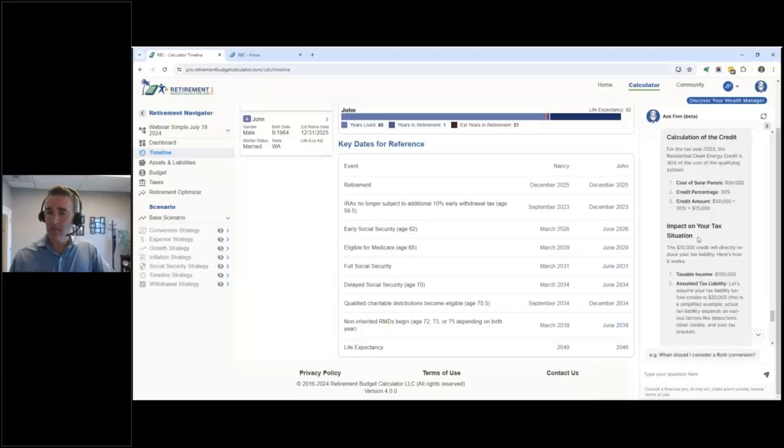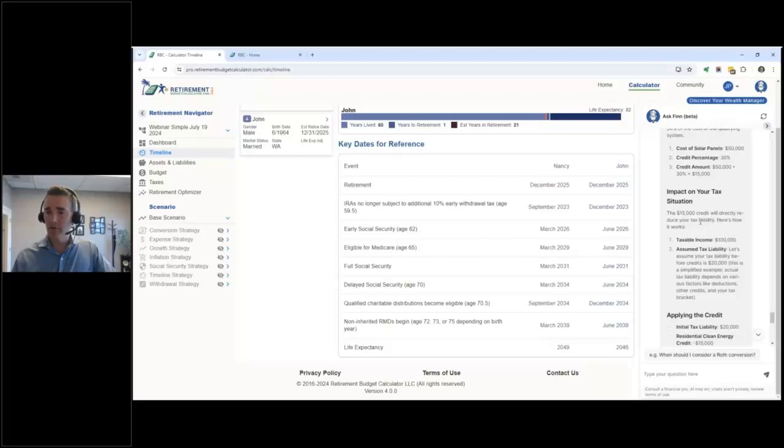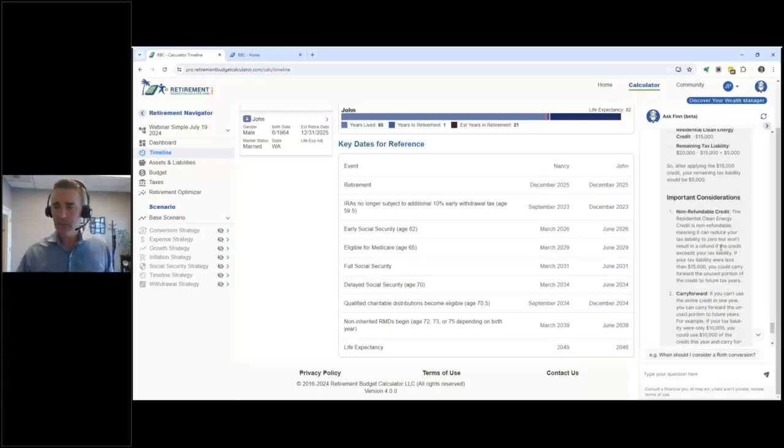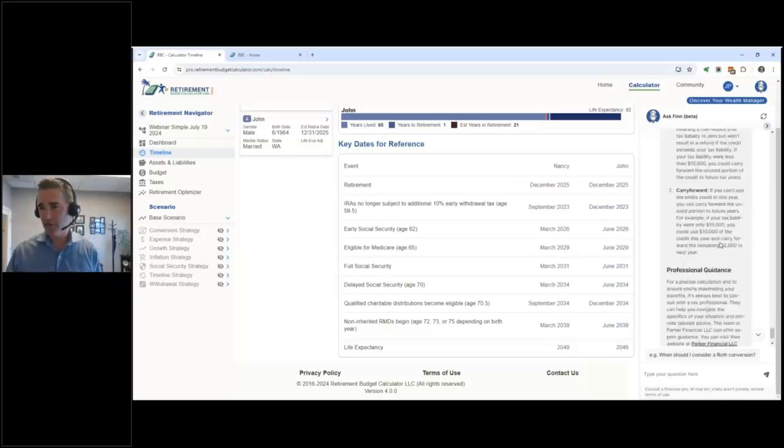Impact on your tax situation. The $15,000 credit will directly reduce your tax liability. Here's how it works. Taxable income is $100,000. Assume that the tax liability is $20,000. And he says, so if you had a tax liability of $20,000 and you use the residential clean energy credit for $15,000, your remaining tax liability would be $5,000. And then, of course, there are important considerations that he shares with you.